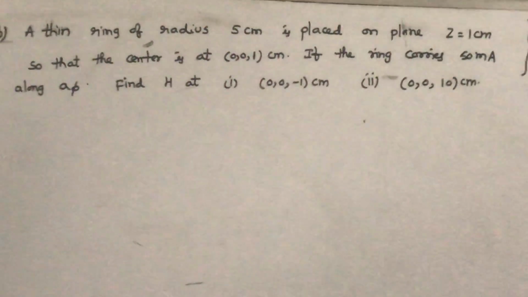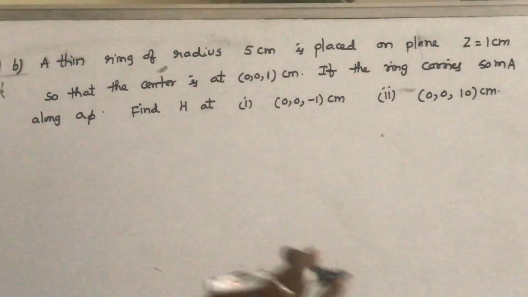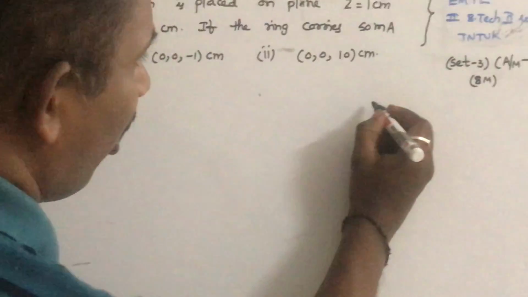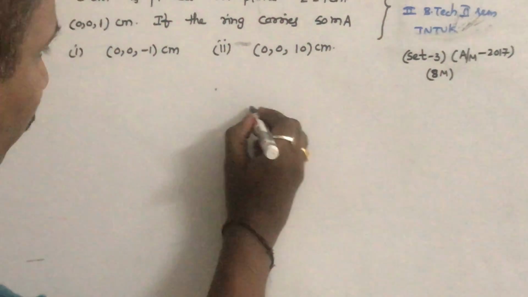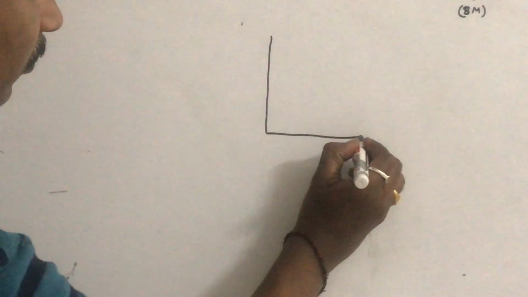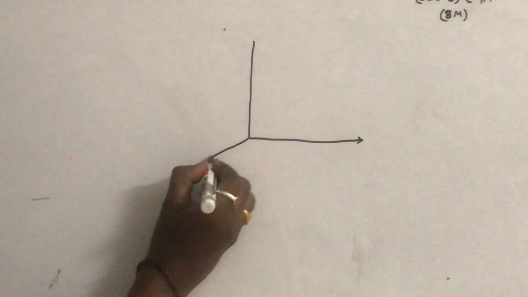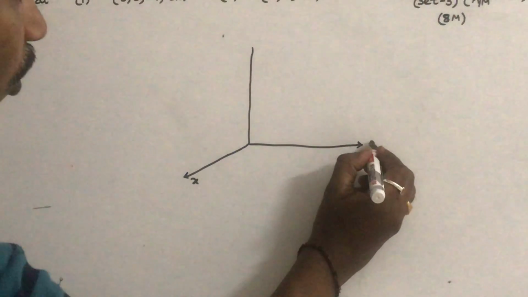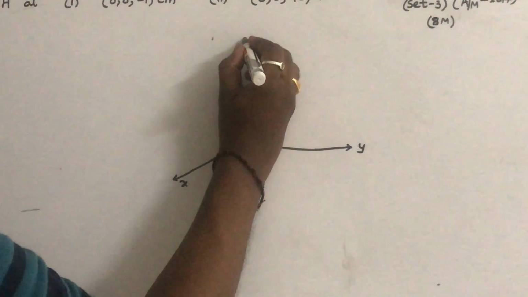So let us see how to answer this question. Actually this question is based on Biot-Savart's law. Let us first draw the three-dimensional coordinate system. Let us assume that this is the three-dimensional coordinate system x, y, z.